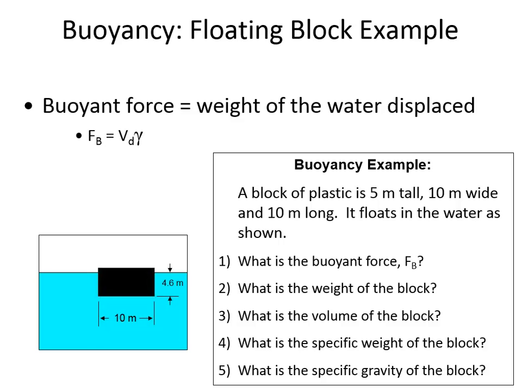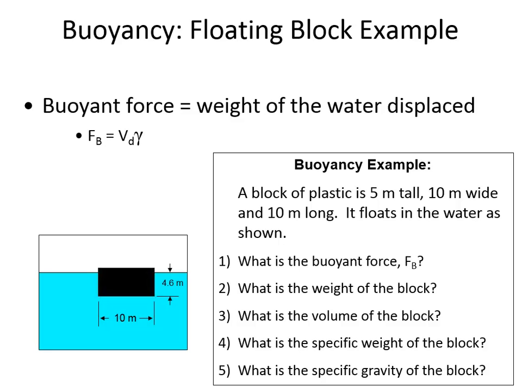The first step of finding the buoyant force is to find the volume of water that's displaced. In other words, what's the volume of the block underneath the water surface? So that is 10 meters by 10 meters by 4.6 meters. Underneath the water surface is 460 cubic meters. So the buoyant force is equal to the weight of the water that's been displaced by the block. So that's 460 cubic meters multiplied by the unit weight of water, which gives 4.51 meganewtons, so 4.51 times 10 to the 6th newtons.